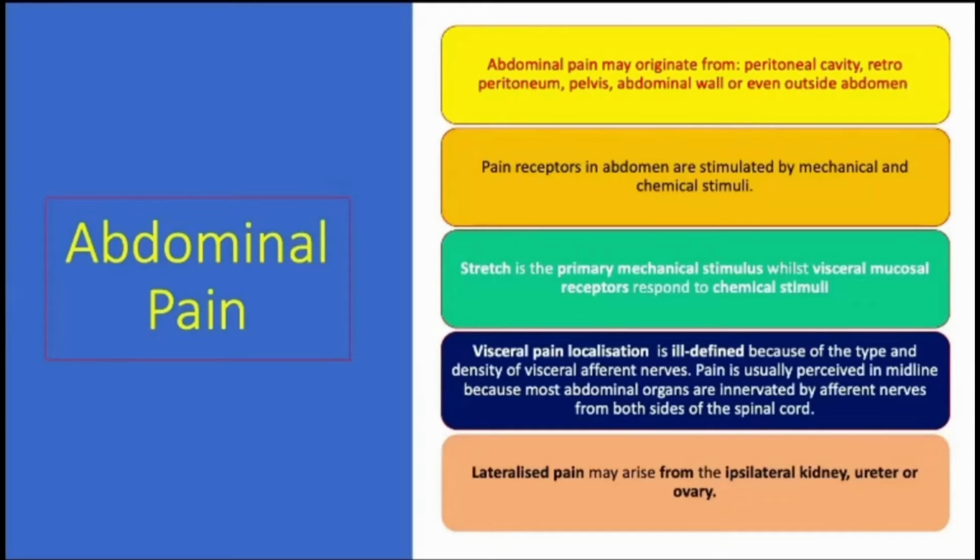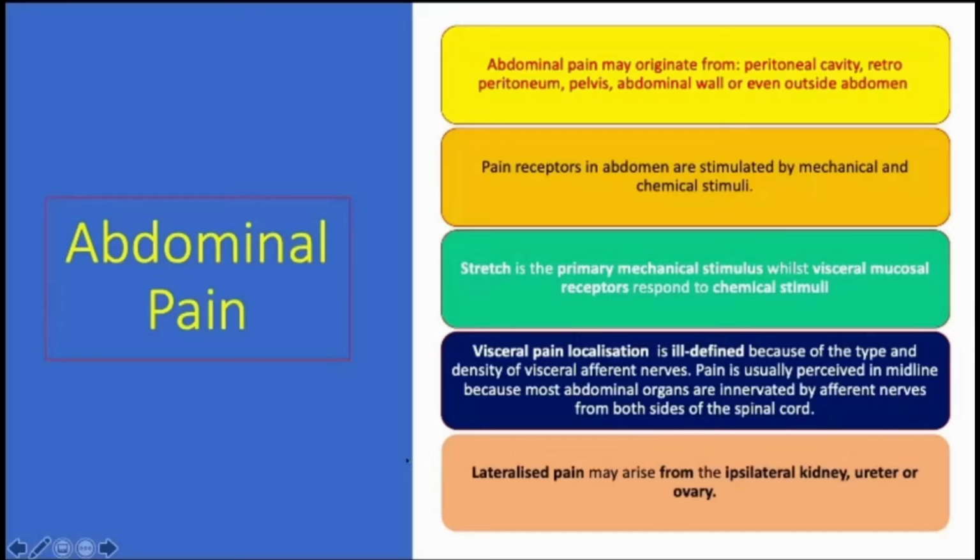Visceral pain localization is a bit tricky. It is ill-defined and depends on the type and density of the afferent nerves in the viscera. Most of the time, patients complain of pain in the midline. This is mainly because the afferent nerves and receptors are supplied from both sides of the spinal cord. That gives rise to some confusion, where we perceive that it is in the midline, but in actual fact it is not really there.